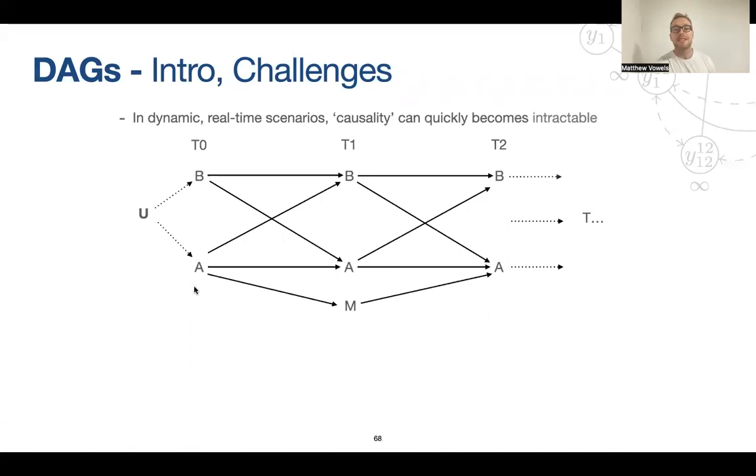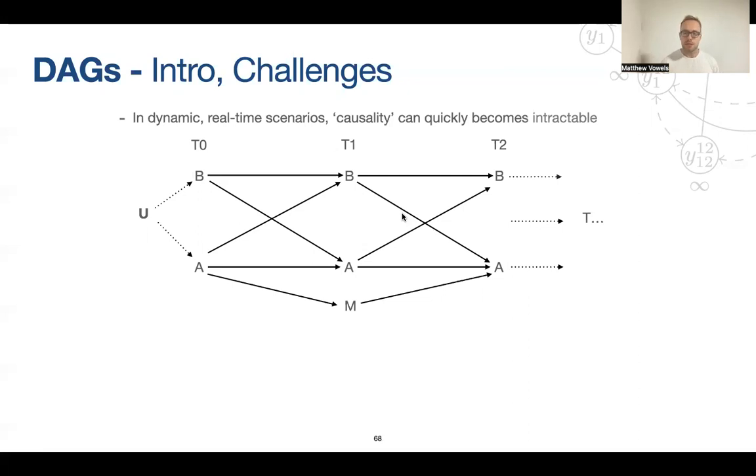Similarly, for anyone who is studying real-time scenarios, that is phenomena that evolve very rapidly over a matter of milliseconds or seconds, drawing the graph for those processes can become very intractable very quickly. So for instance, if you have two people that are talking to each other, you may have this unfolding causal effect where A causes B, but A also influences A at the next time step, and B is influencing A at the next time step, and so on. And you keep unrolling this, and it becomes incredibly complicated very quickly.